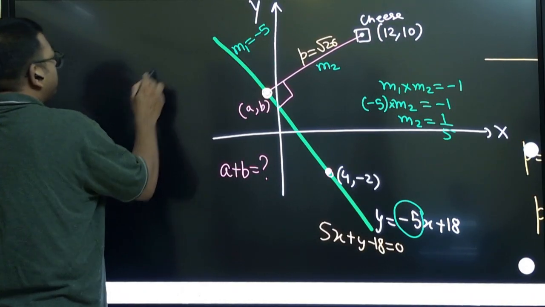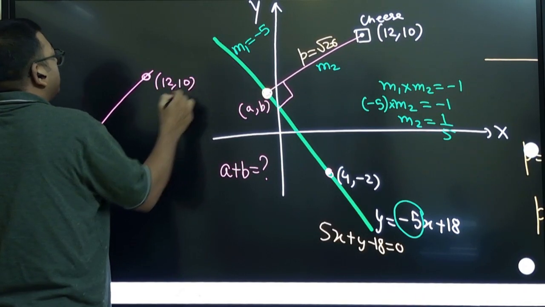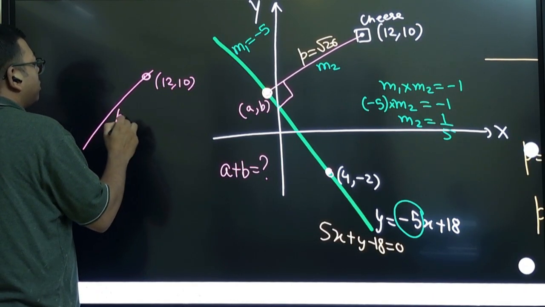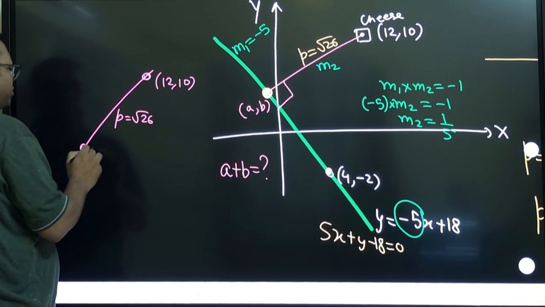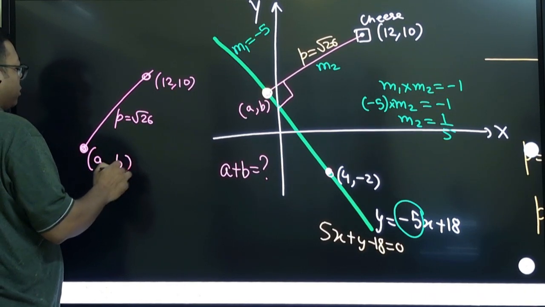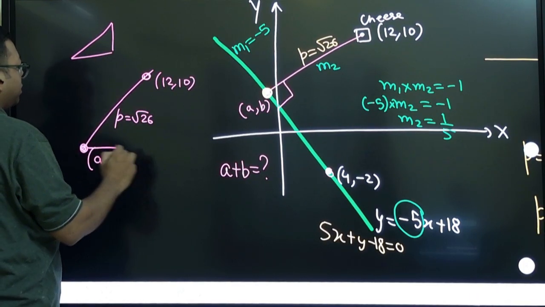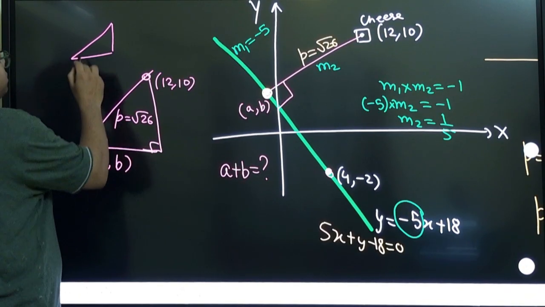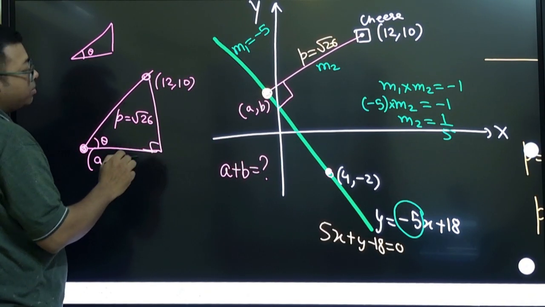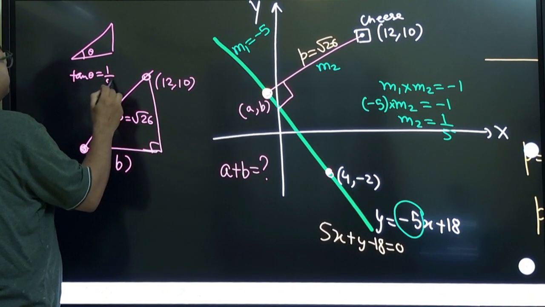Because we know this line and this point, we know (12, 10), and we know this length also, root 26, and we want this point which is (a, b). The slope tan theta of this line we know, right? This slope is 1 by 5, we have just calculated, so tan theta is 1 by 5.